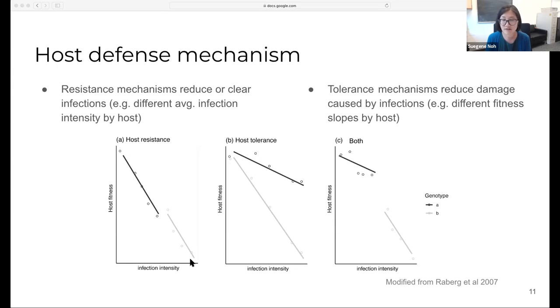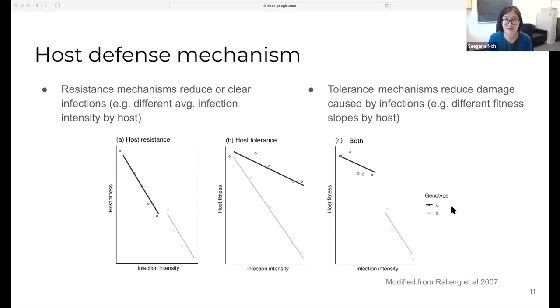When you have tolerance, the host is trying to diminish the physiological effect of having an infection. And so you see variation in slopes of infection. You can also have both of these patterns occurring at once. So in this particular example, we're seeing 2 different genotypes of hosts that are responding to a single genotype or strain of pathogen or symbiont.